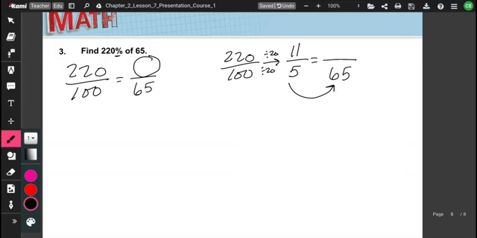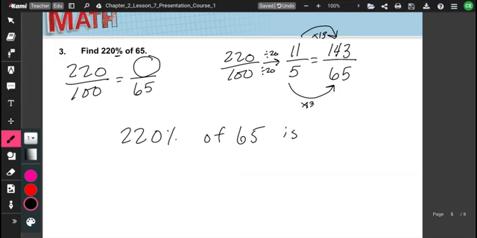So 5 times what is 65? Honestly, I don't know off the top of my head. Actually, it's 13 because 12 times 5 is 60. So I'd multiply that by 13. Now I need to do 11 times 13, which is going to be 143. So our answer for this: 220% of 65 is 143.